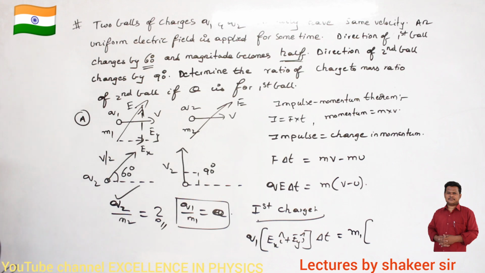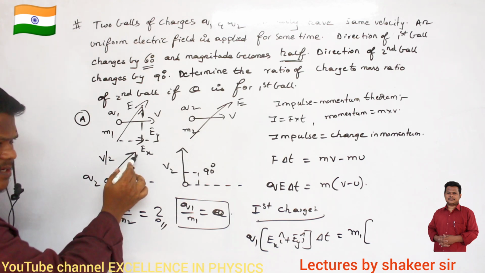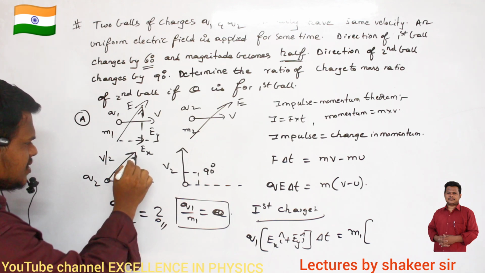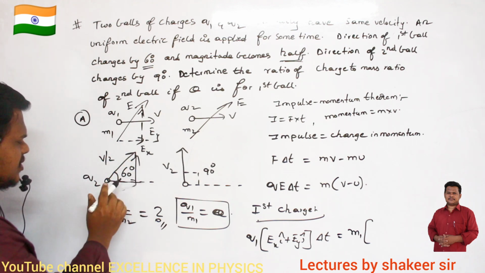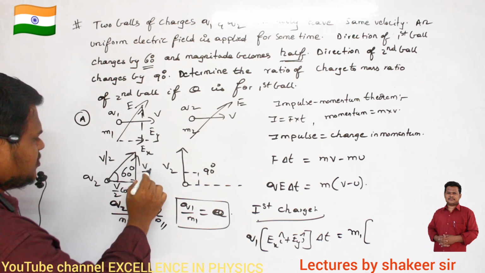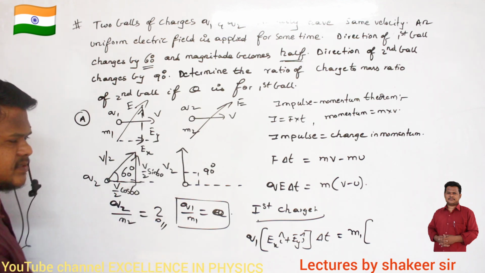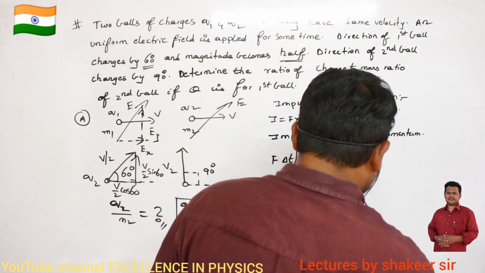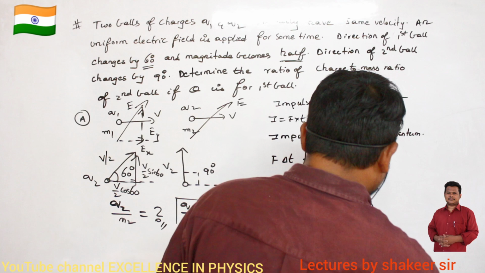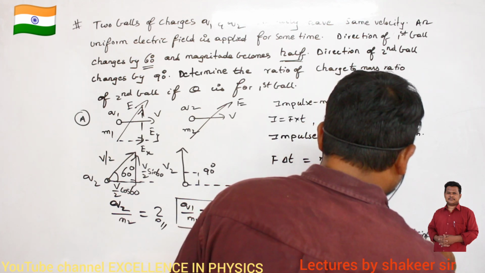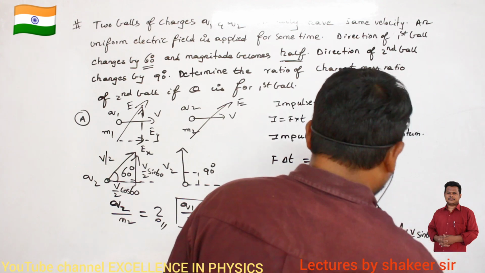And what is the final velocity of the first particle? This is the final velocity. This final velocity also I can split into two components: this is v by 2 cos 60, and this is v by 2 sin 60. So the final velocity can be written as v by 2 cos 60 i cap plus v by 2 sin 60 j cap.